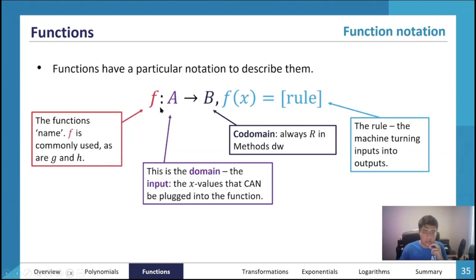What we're going to see next is the domain. So A represents the domain here. This is going to be the complete set of x values that can be plugged into the function, like we saw in the previous slide here. B is the codomain, but don't worry, this is something that you don't really have to know for methods. Just know that it's called the codomain. Now, f of x followed by a particular rule relating x and y together, that's going to actually be the core of the function itself. It's a rule, it's a machine that turns the inputs, our x values, into our outputs, which are our y values.